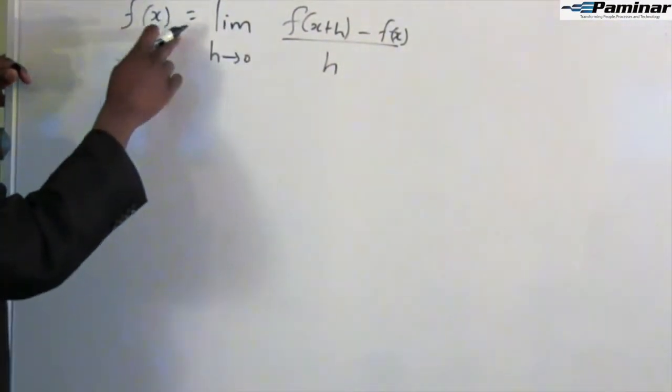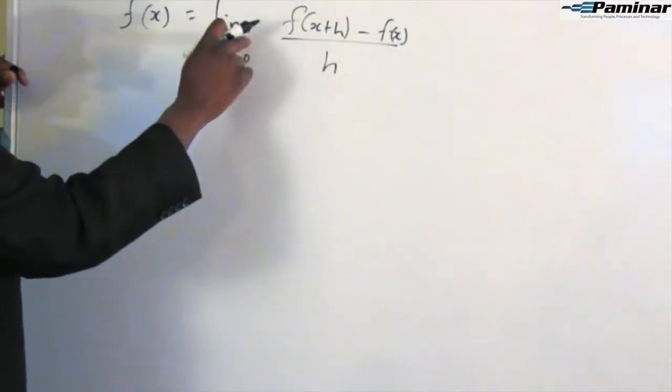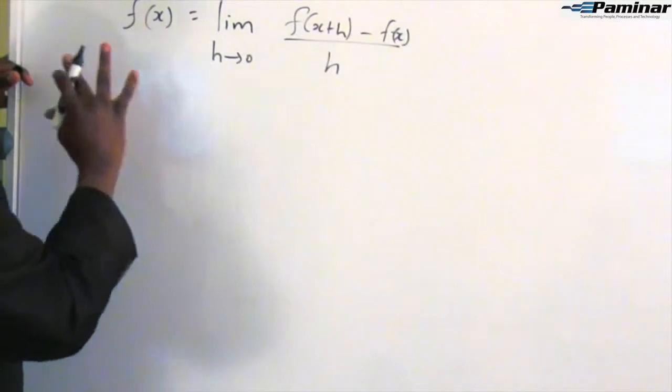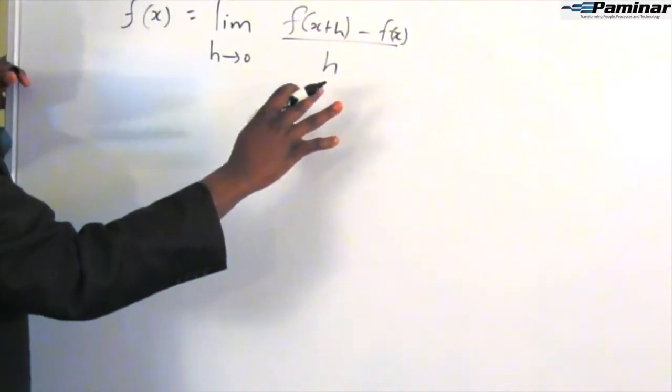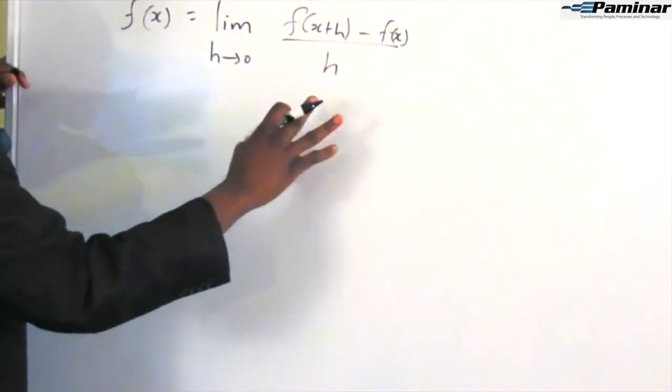Your limit should not be before the equal sign. No, it's wrong. If you leave the limit, it's wrong again. So write it properly as it is. Don't leave this one, don't put it on this other side. It should be exactly as it is.